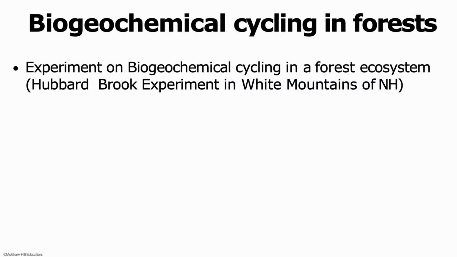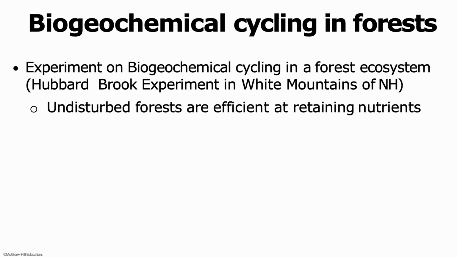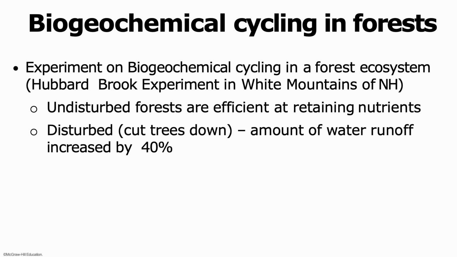Efficient biogeochemical cycling is imperative for the health of an ecosystem. An experiment was performed on the biogeochemical cycling in a forest ecosystem. The scientists found that undisturbed forests were very efficient at retaining nutrients, while disturbed forests, where the trees were cut down, showed an amount of water runoff to increase by 40%. This indicated that the soil was not retaining water very efficiently.